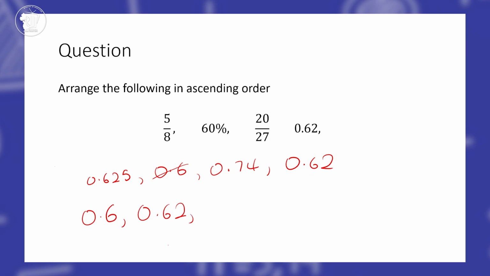0.62. And this will be followed by 0.625. And then this will be followed by 0.74. And this is how we arrange the terms that we were given in ascending order. We convert all to one common type, which is decimal in this case. And then we look at the decimals, and then we compare, and then we arrange. So these kinds of questions, you know how to tackle them. You convert, and then you compare.